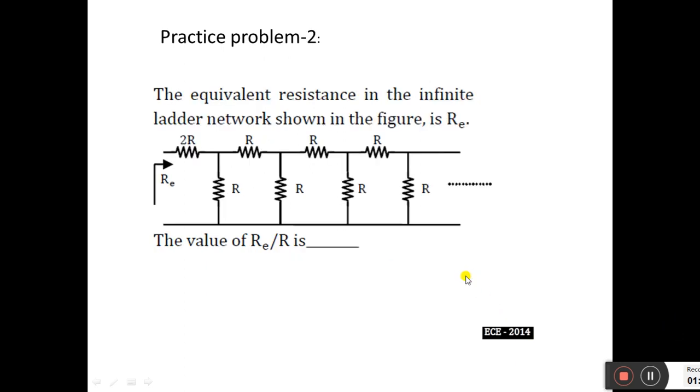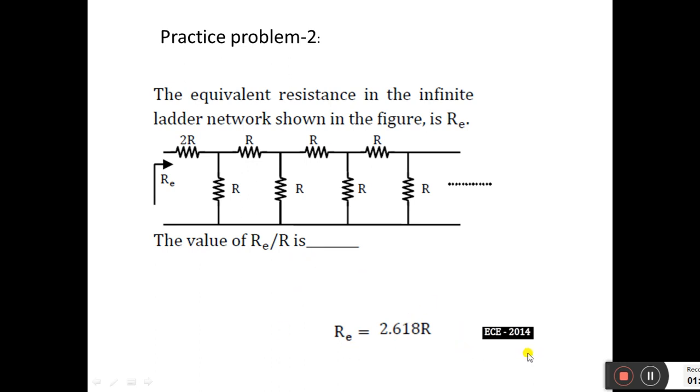Verify the answer. Practice problem 2. The equivalent resistance in the infinite ladder network shown in the figure is? So here, these R values are repeated. Series parallel combination. Take the equivalent of this value, right? Do the parallel series operation. You will get the final answer, RE by R, you will get 2.618 R. Practice and verify the answer.